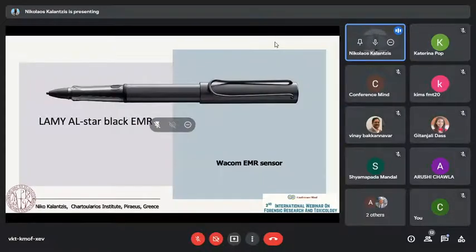And then we have the Lamy All-Star Black EMR. All of these devices, including the Lamy one, have the same Wacom EMR sensor. And according to our calibrations, it is the same one that is used in the DTC and the DTU display EMR digitizers of Wacom.